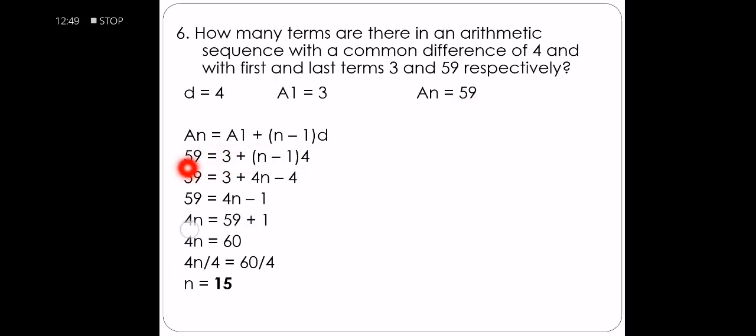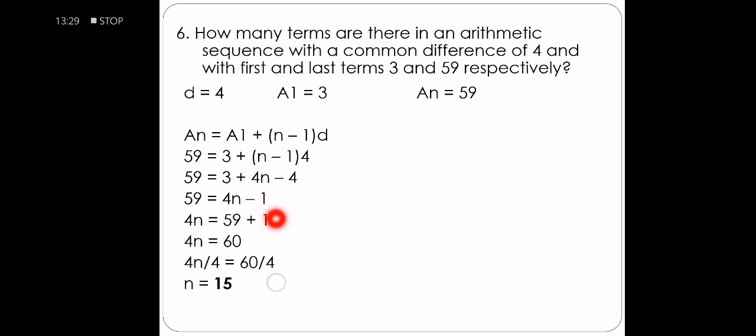By using the formula a sub n equals a sub 1 plus the quantity n minus 1 times d, yung a sub n natin 59 equals yung a sub 1 natin ay 3 plus n minus 1, hindi pa natin alam yung value ni n, times 4, which is our common difference. 59 equals 3 plus, if you're still familiar with the distributive property, so pwede natin i-distribute si 4 doon sa naka-parenthesis. So 4 times n is 4n, 4 times negative 1 is negative 4. So 59 equals 3 minus 4 is negative 1. So we have 4n minus 1.